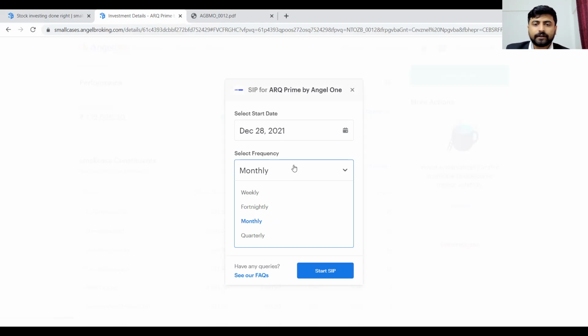I can either choose a weekly frequency, fortnightly frequency, monthly or quarterly frequency. This frequency can vary depending on the smallcase, but for a majority of smallcases, a variety of frequencies are available.